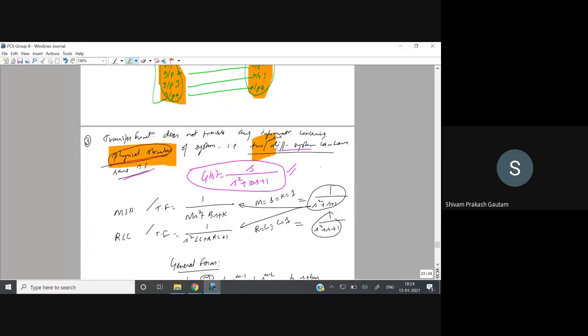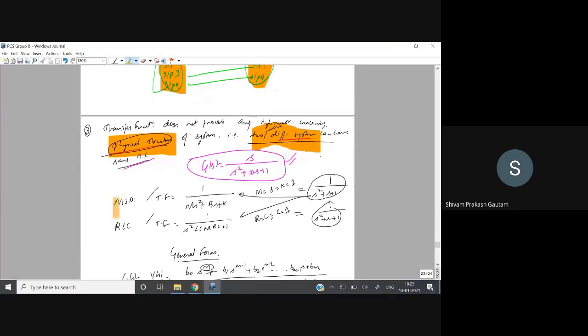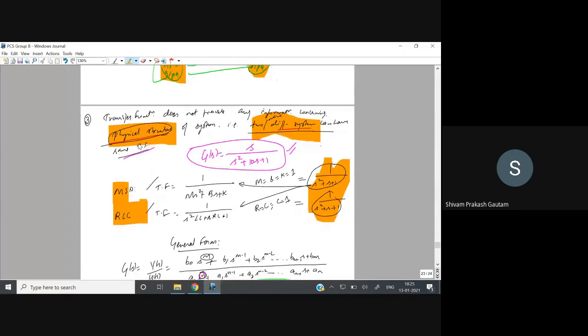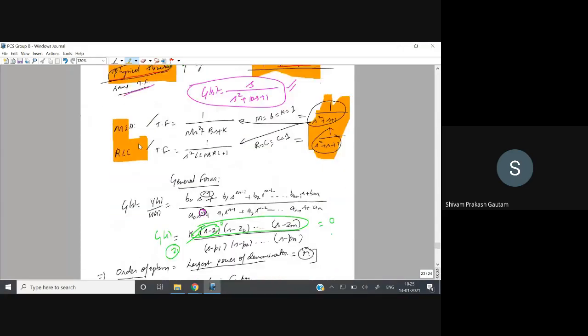That means two or more different systems can have the same transfer function, right? What does this mean? That two different systems, as we can see here, this is a mechanical system and this is an electrical network, but both have the same transfer function. As you can see, they both have the same transfer function. So just by looking at the transfer function, you cannot say this is the transfer function of which system, whether it is mechanical or electrical or any sort.